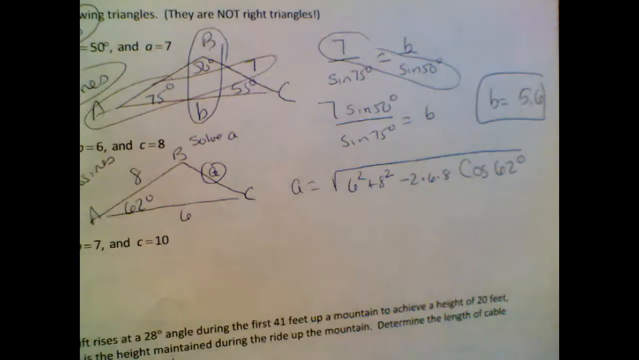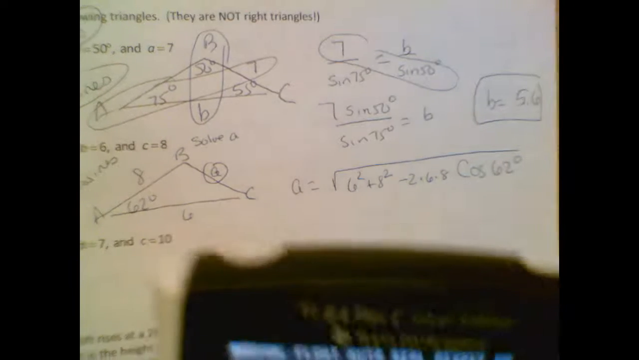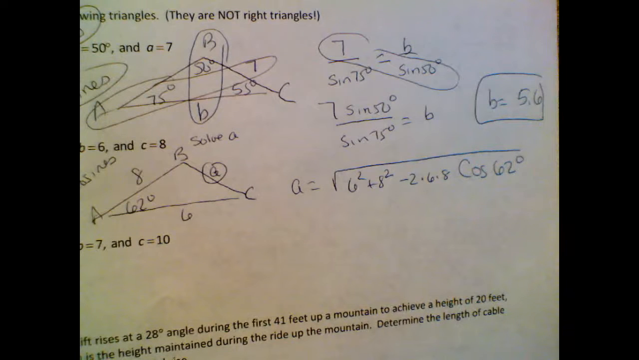So let's get our calculators out. Why didn't you do the same thing we did for the last one? Because when you know two sides, you use law of cosines. If you know two angles, you use law of sines. Square root. Two angles, law of sines. Two sides, law of cosines. I'll be here after school, Jordan, if you want to go over this stuff. Is it 7.4?